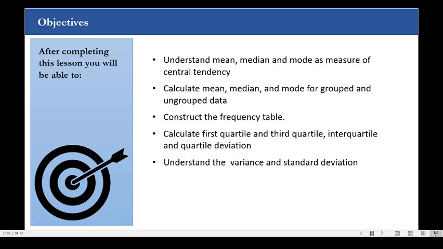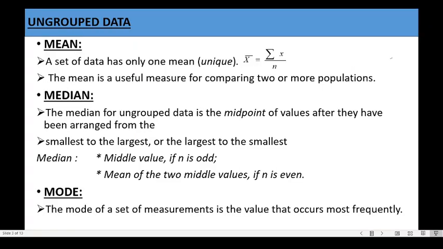But this one is for ungrouped data first, and then you will know how to calculate mean, median, and mode for both data, and to construct the frequency table, to calculate the first quartile, third quartile, interquartile, and also the quartile deviation, and lastly to calculate the variance and also standard deviation. For ungrouped data, there are a few formulas that you should know, but compared to grouped data, the calculation is simpler and easier.